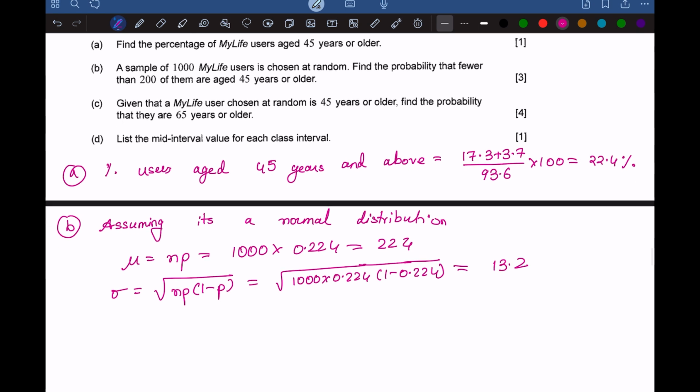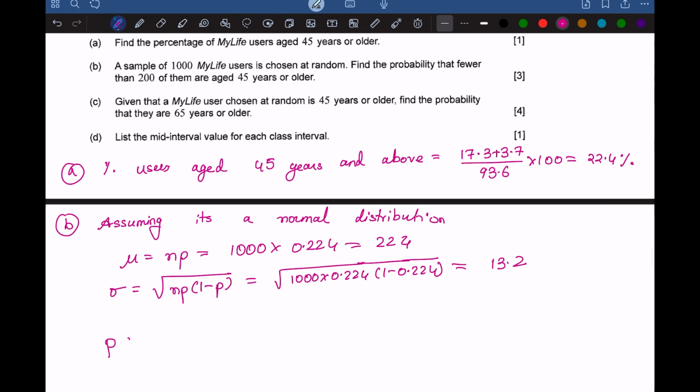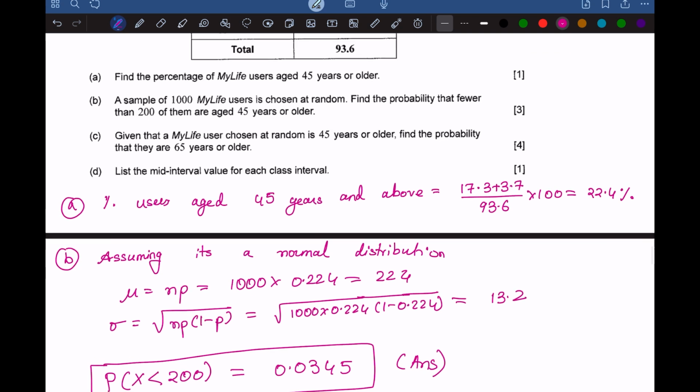Okay. So now we have to find P(X less than 200). If I do the left tail test, I'll get the value as 0.0345. That's the answer to part B. So this comes from your calculator. Yeah. Now the next one.